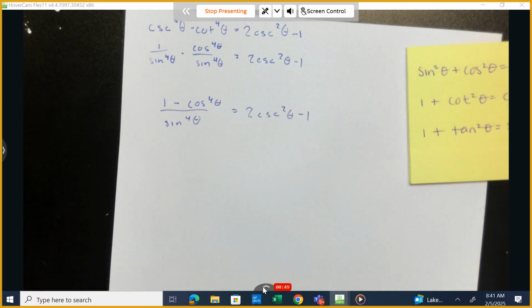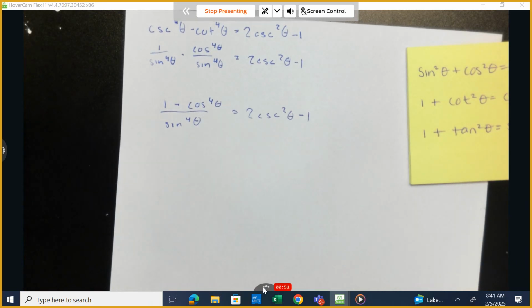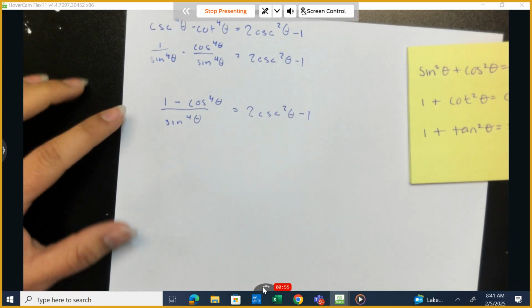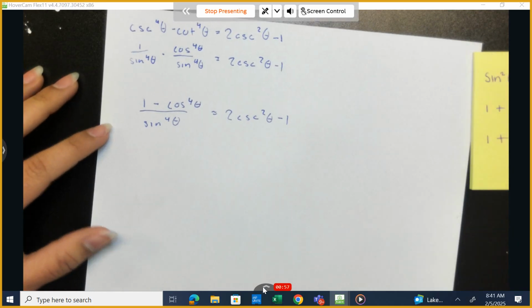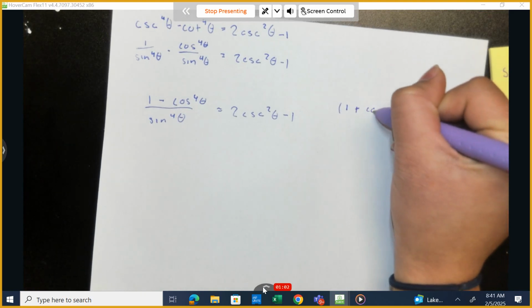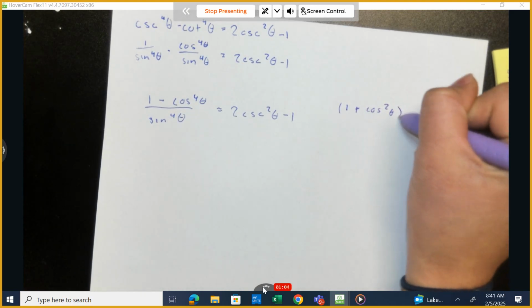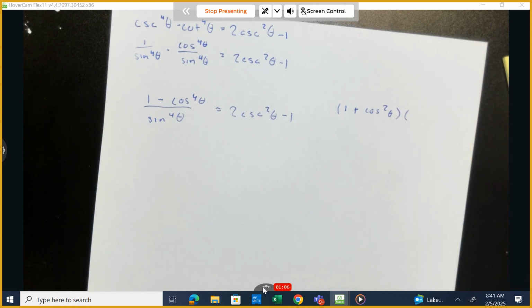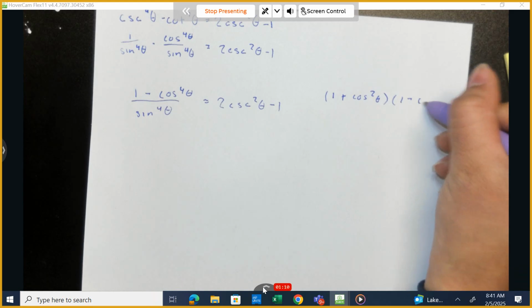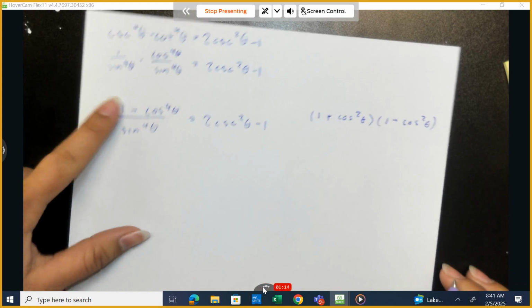And then what we did, we recognized that 1 minus cosine to the power 4 theta can be split up into 1 plus cosine squared of theta. Called the difference of squares. Goes back to what you learned freshman year, but applying it to trigonometry. And 1 minus cosine squared theta. So if you were to FOIL, you would get this.